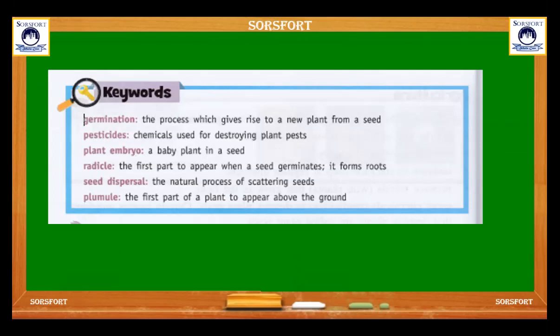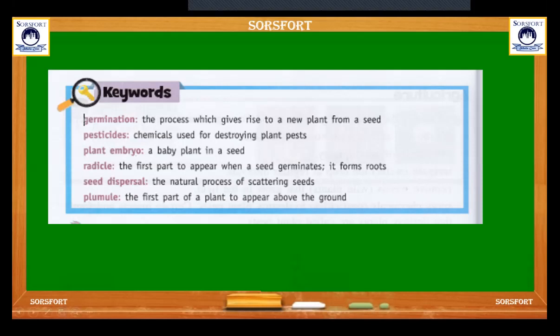So today we are going to do the exercise given in your first chapter. Before that, let's quickly revise the keywords given in your book. What is germination? The process which gives rise to a new plant from a seed. When a seed germinates, the roots grow downward into the soil, and the shoot grows upward towards light. The roots get bigger and new leaves grow on the shoot. The radicle forms the root portion of the plant, and the plumule forms the shoot part of the plant.